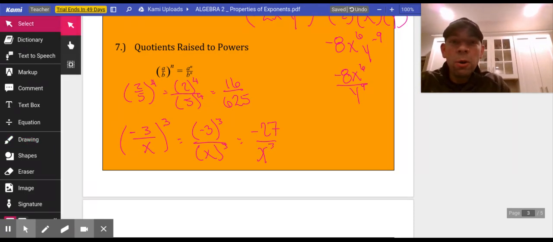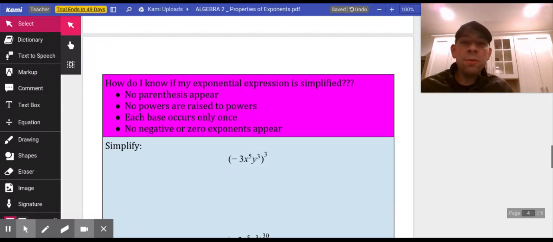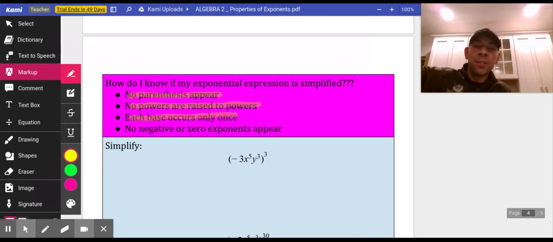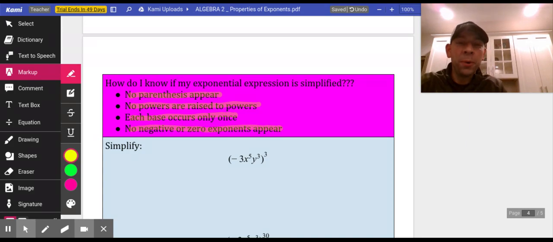So now, one last thing here. We talked about how do you know you're done, all right? If we can go through this mental checklist, and I've never really included this in my notes before, but we're going to throw it out there on a trial basis and see if this helps us. If you think you're all done, we got to make sure there are no parentheses left, right? We got to make sure there are no powers raised to another power. We got to make sure that each base occurs only once. Like you shouldn't have an x in your numerator and an x in the denominator and think you're done. That means we still got more work to do. There shouldn't be any negative exponents and there shouldn't be any zero exponents. Otherwise, we got more work to do.